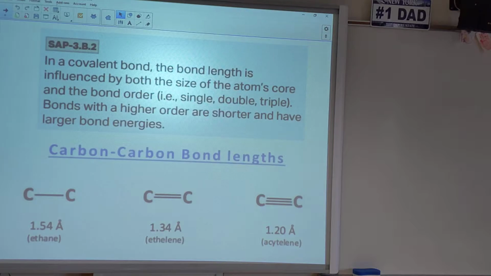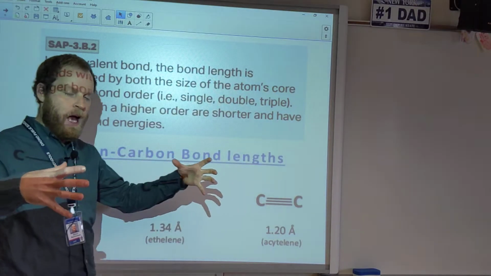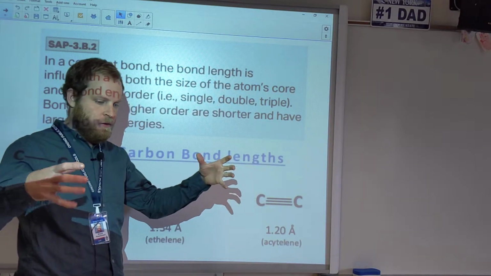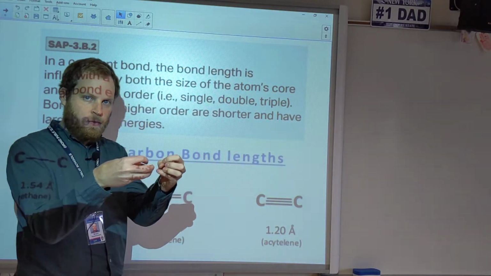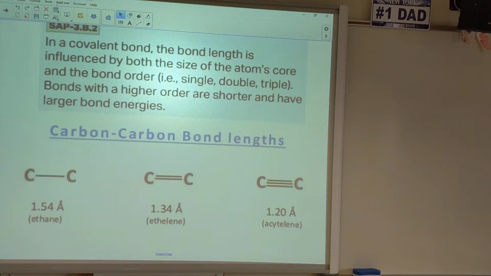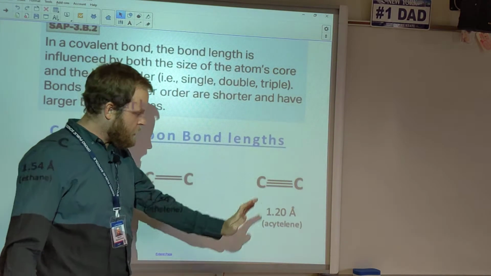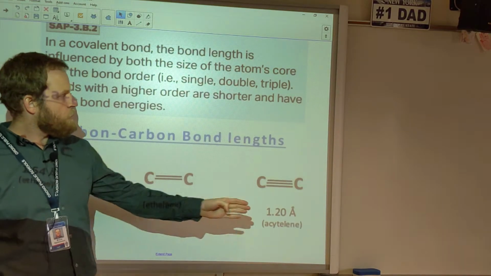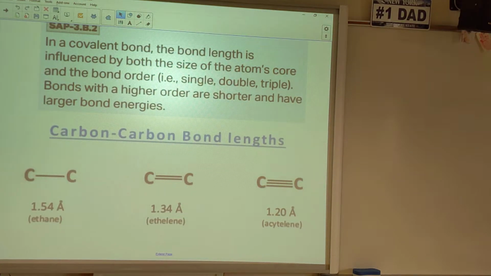Okay, this one says in a covalent bond, the bond length is influenced by both the size of the atom's core. So basically, bigger atoms are going to have a larger bond length because they're bigger. Smaller atoms are able to fit closer together. So the size of the atom's core and the bond order. Bond order is how many bonds they have. So this is first bond order, second bond order, third bond order, single bond, double bond, triple bond, etc. Bonds with higher order are shorter and have larger bond energies.